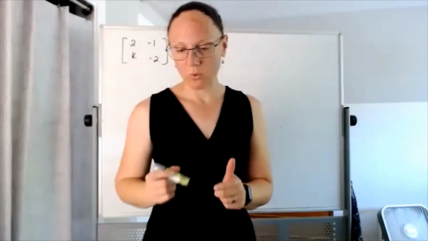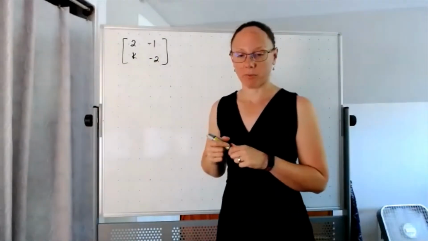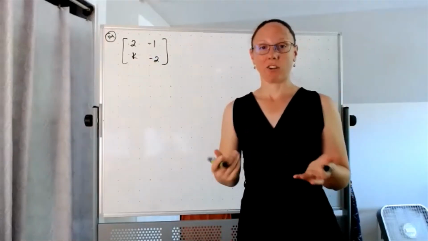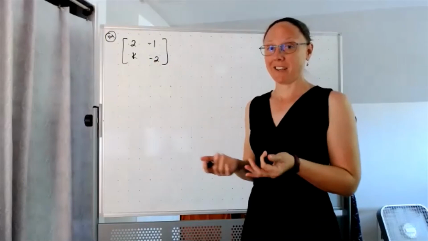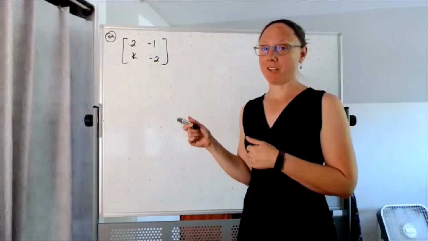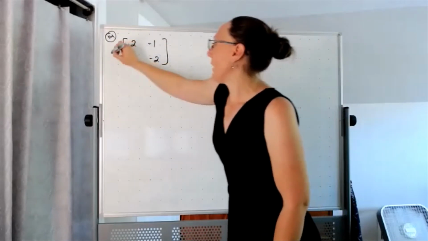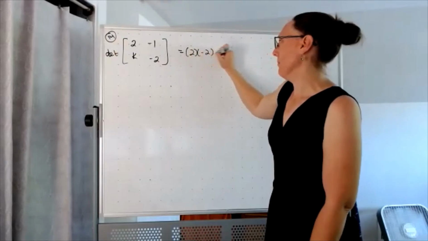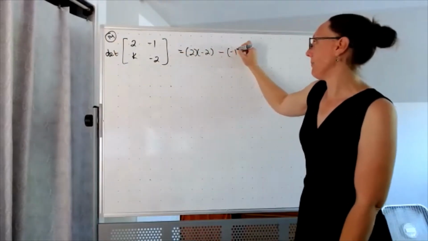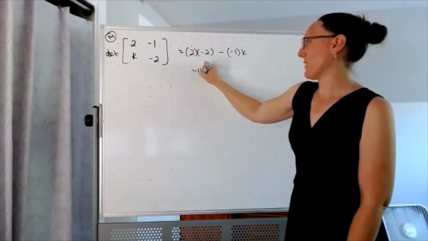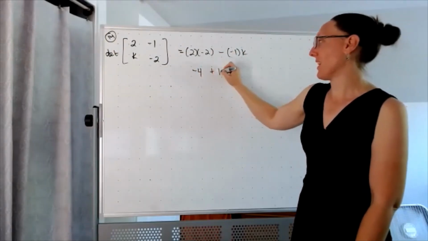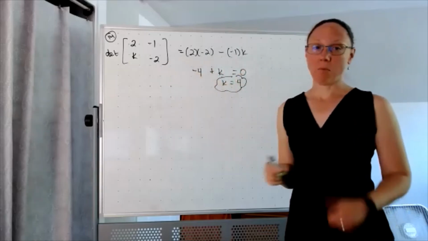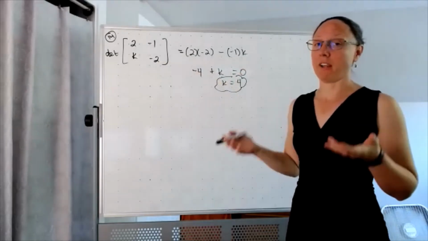I asked for the value of K to make this not invertible. Well, not invertible is synonymous with singular. So if I'm trying to make this matrix singular, I need the determinant of this matrix to be equal to 0. And if I take the determinant, I'd have 2 times -2 minus -1 times K. Well, 2 times -2 is -4, and that'll be plus a K. So setting that equal to 0 tells me if K is 4, that matrix will be singular or non-invertible.